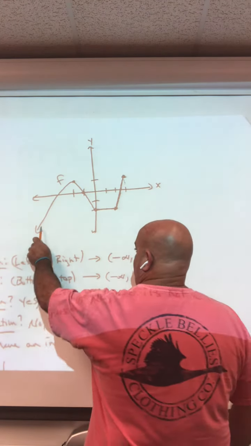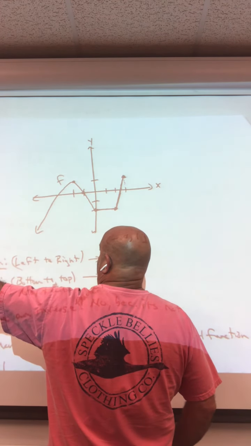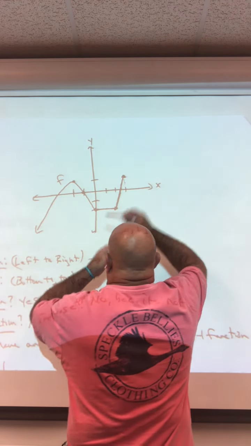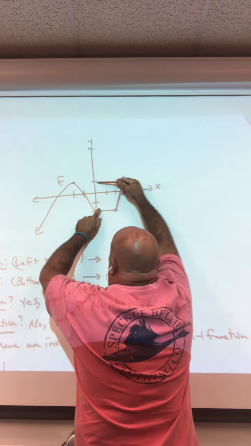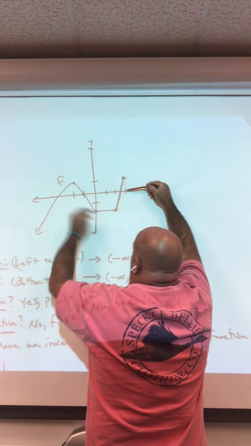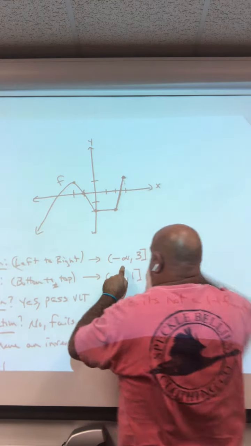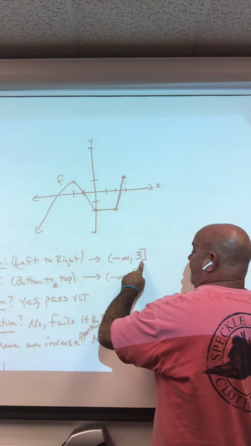So the domain's how far the graph goes from left to right. So how far does this graph go to the left? Negative infinity. How far does it go right? It stops right here. Now, I don't want to know how high it goes. I want to know where it quits going right. So that's why this is negative infinity to 3.